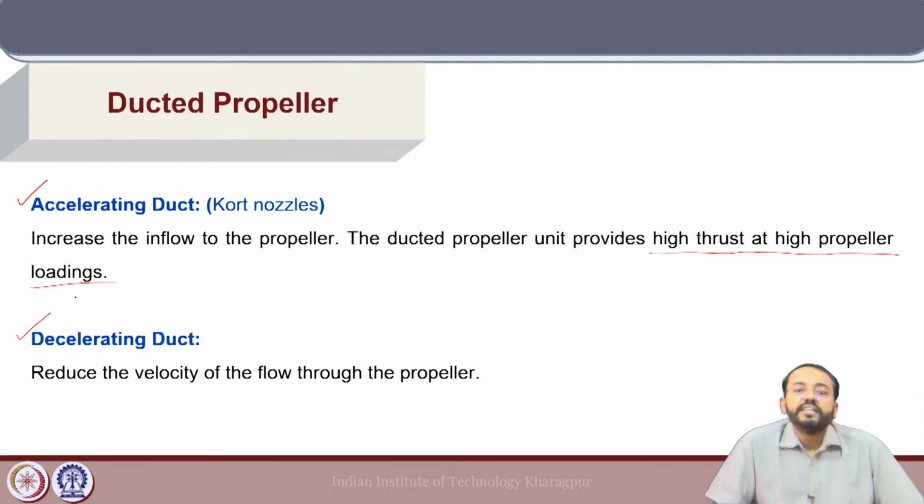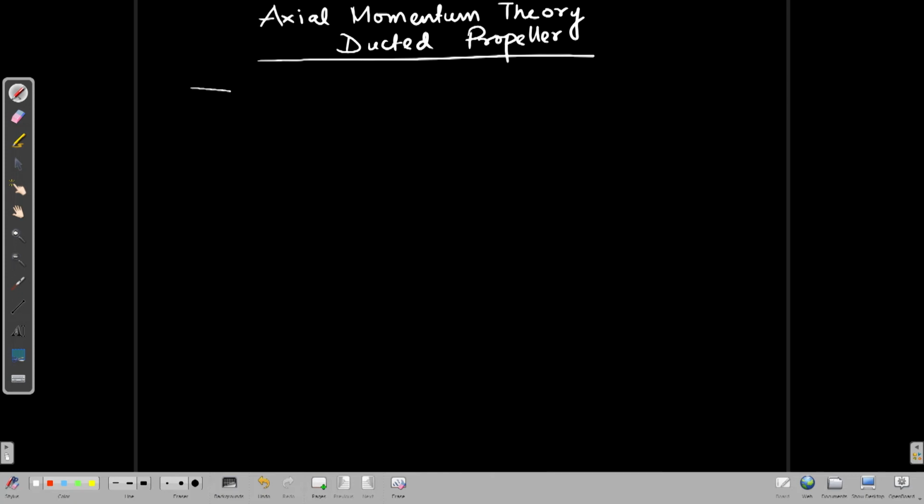Now, we will use simple axial momentum theory to evaluate the thrust and efficiency for a ducted propeller. Here we have the ducted propeller instead of the conventional propeller in the same axial momentum theory. So, the duct is shown here, which is an accelerating duct because it should accelerate the inflow into the propeller. We have the propeller, which is taken as a momentum disk, and the same assumptions that we have used in the axial momentum theory will hold.